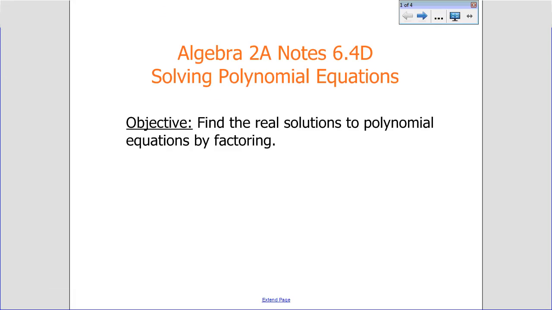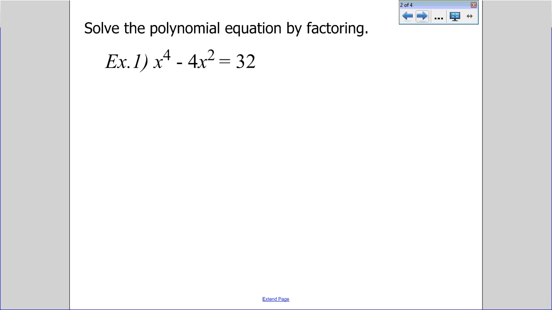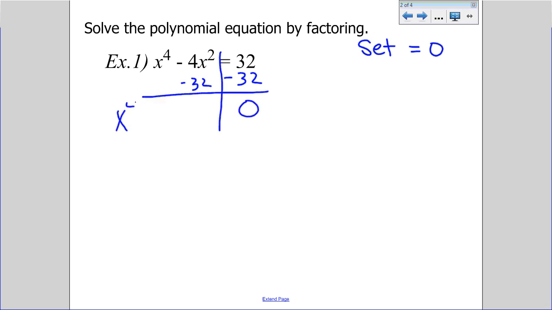For the first two problems on here, it's going to be back to that quartic factoring, but we're not going to find the factors that go into 32. We have to make sure the original equation is set equal to 0. Right now it equals 32, so how do I get rid of that 32? Minus 32. We did that back in chapter 5, guys. So this is x to the 4th minus 4x squared minus 32.